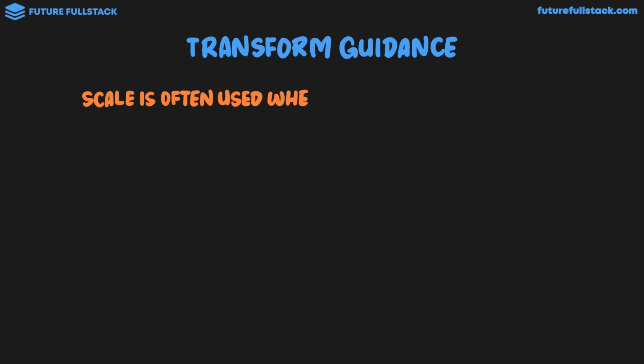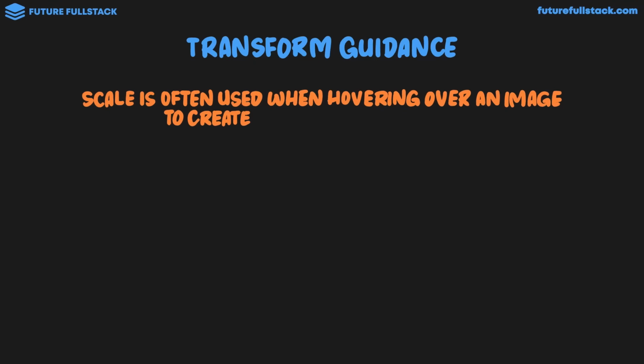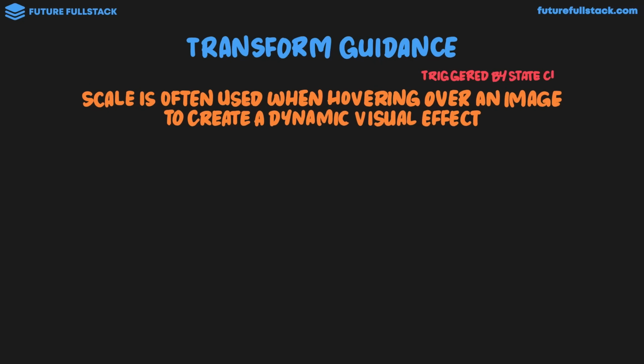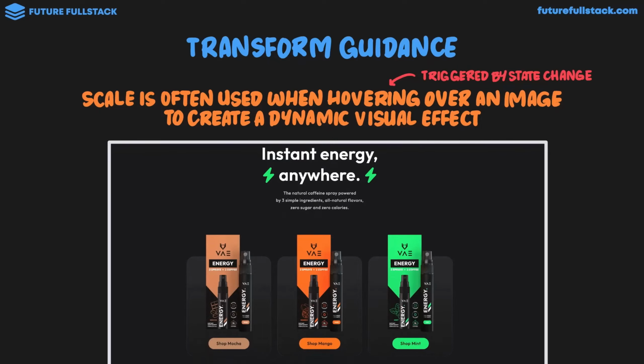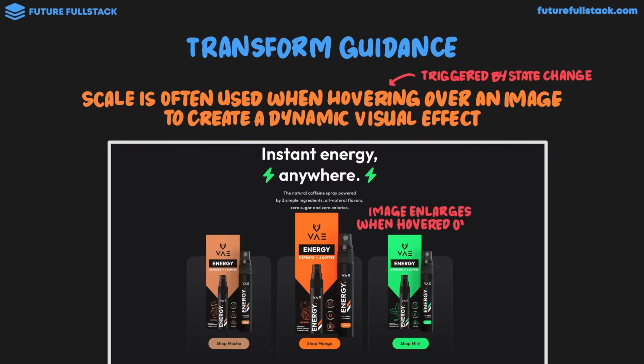Scale is often used when hovering over an image to create a dynamic visual effect. So this transform is being triggered by state change, which we played around with earlier in VS Code. Taking a look at an example, looking at the middle image, if you were to hover over this on the web page, its size scales up. So the image enlarges when hovered over, creating an interesting visual dynamic effect.